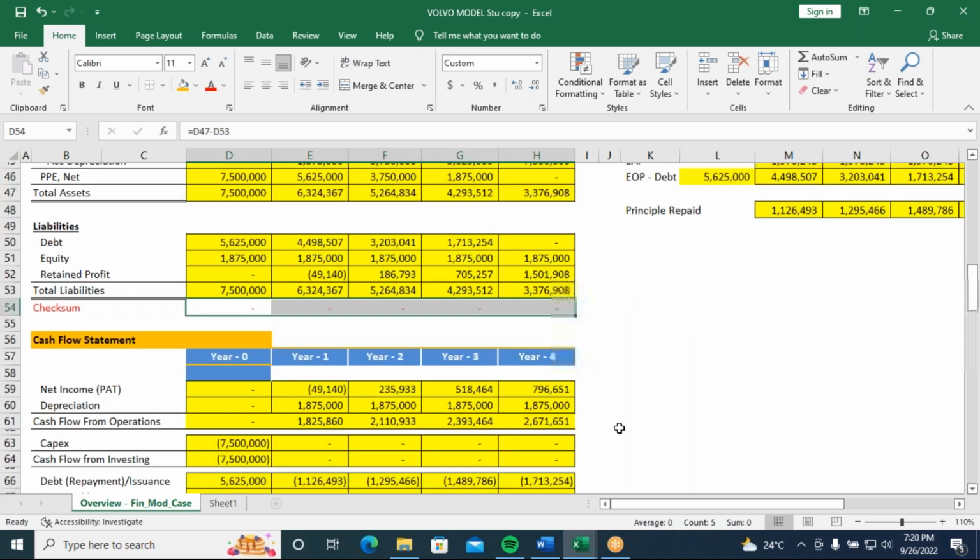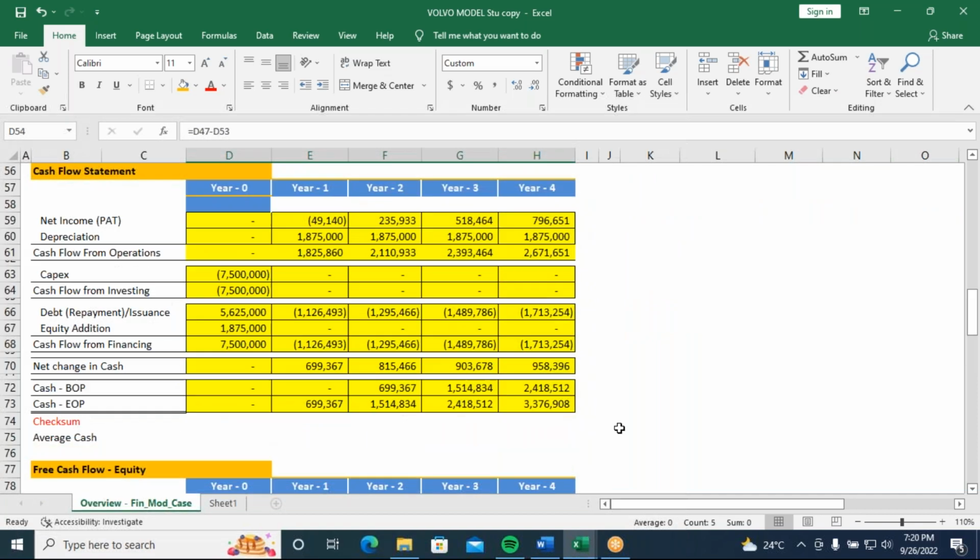So understood till here? Anybody is having any doubts? Ma'am, can you show capital expenses? Capital expenses, huh?